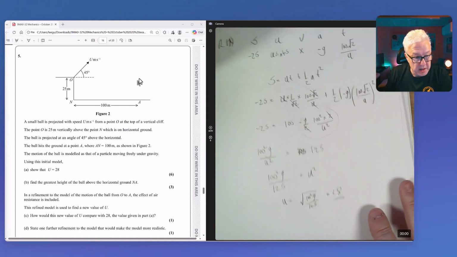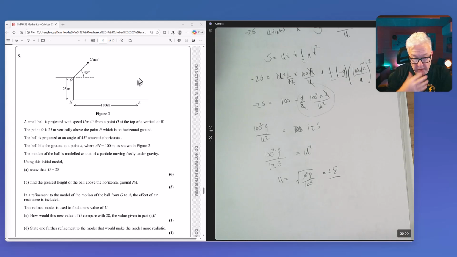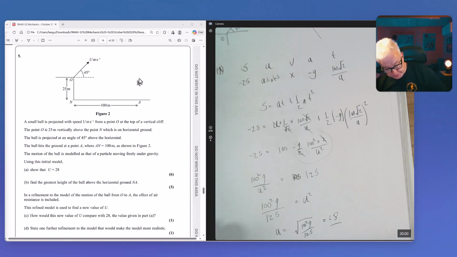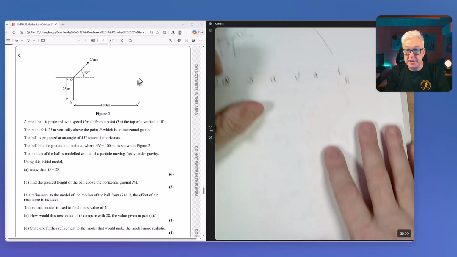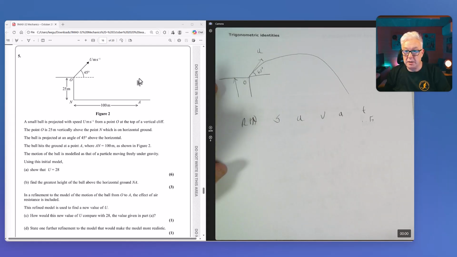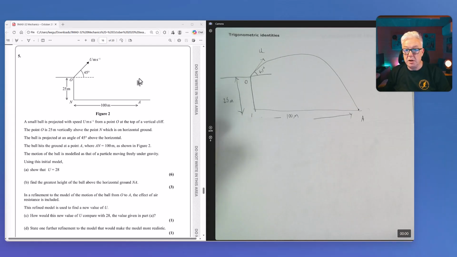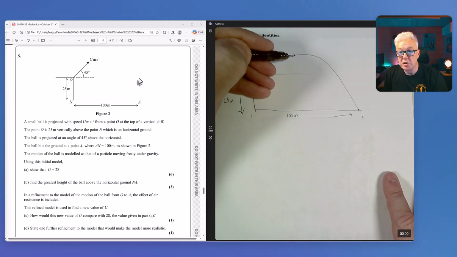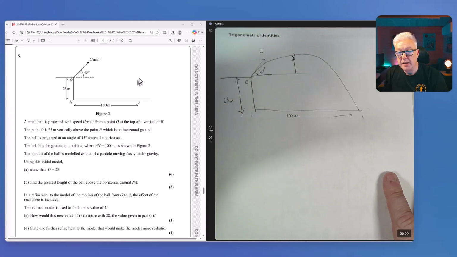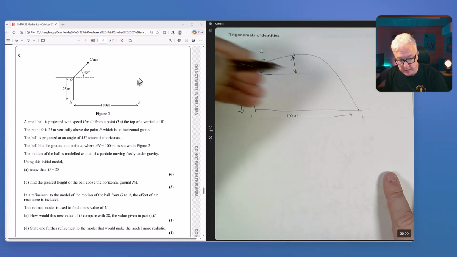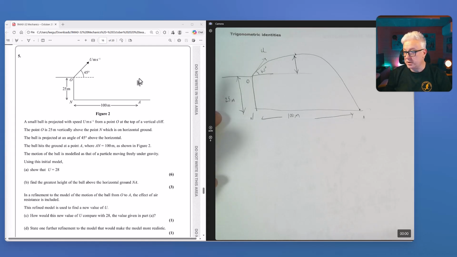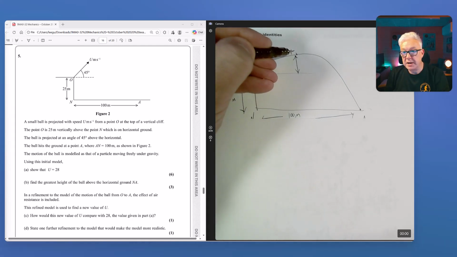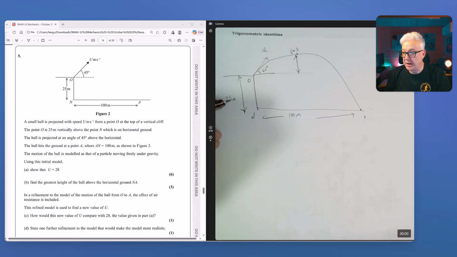Now, what's next? Find the greatest height of the ball above the horizontal ground. Okay, so here's our sketch of the situation. Our greatest height is going to be here. So really we could just do with finding this distance here and adding it on to the 25. Now, what's special about this? The velocity is going to equal 0 at that greatest height. So I think that's the key here.